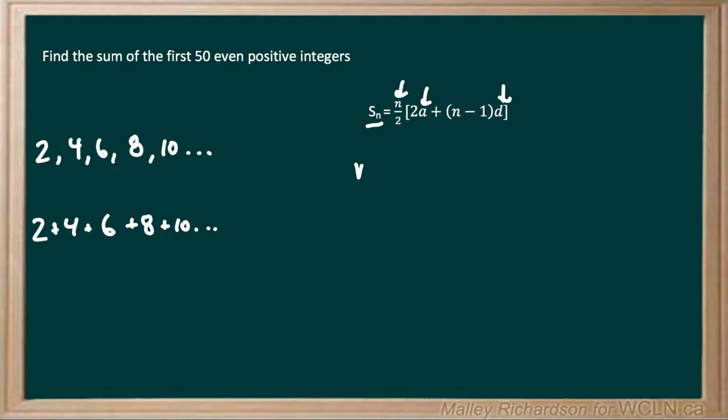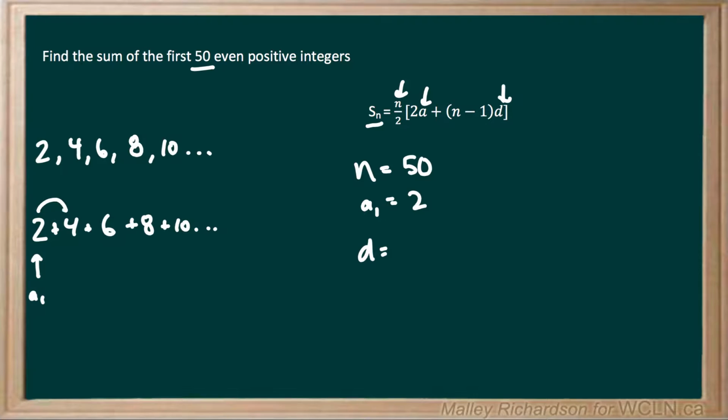Well, n is given in our question to be 50 because we're finding the first 50 even positive integers. a1 is the first term in the series, so as we can see, a1 is going to be 2, and d, the common difference, is going to be how we get from the first term to the second term.